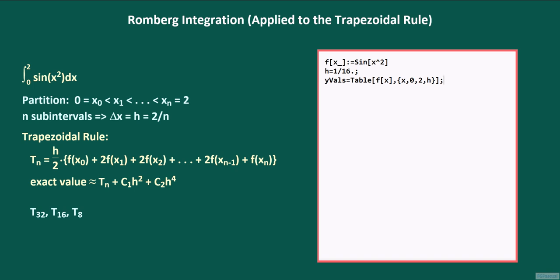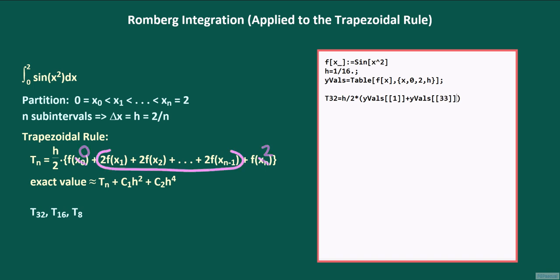We store the value of t sub 32 in the variable t32. t32 is equal to h over 2 times the following quantity. Inside the parentheses, we'll single out the y values at the endpoints 0 and 2, since they're without the coefficient 2 that the other y values have. F of 0 is the very first y-vals value, so it is designated as y-vals double bracket 1. With 32 subintervals, there are 33 partition points, so f of 2 is the 33rd y value, so f of 2 is y-vals double bracket 33.